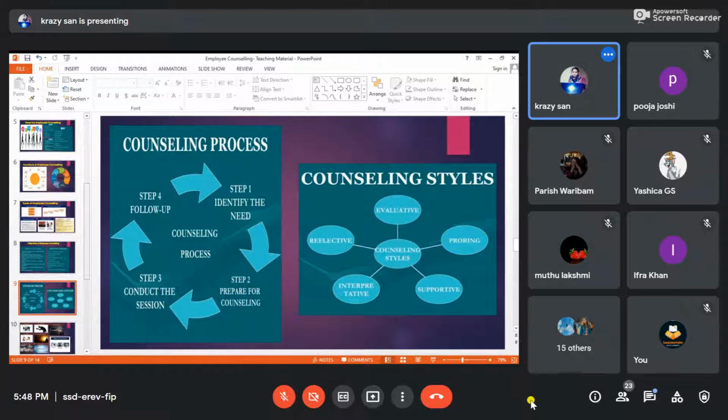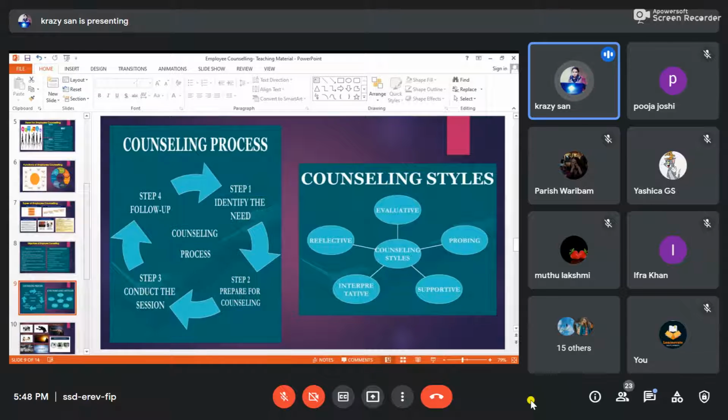Because during the counseling session, a counselor always tries to make an employee realize his or her own strengths, weaknesses and potential, right? So that is another stage, which is intermediate. Third is conduct the session. Over here, it is done in a very segregated way, some with a workshop, some with a helping hand. So this stage is known as the helping stage.